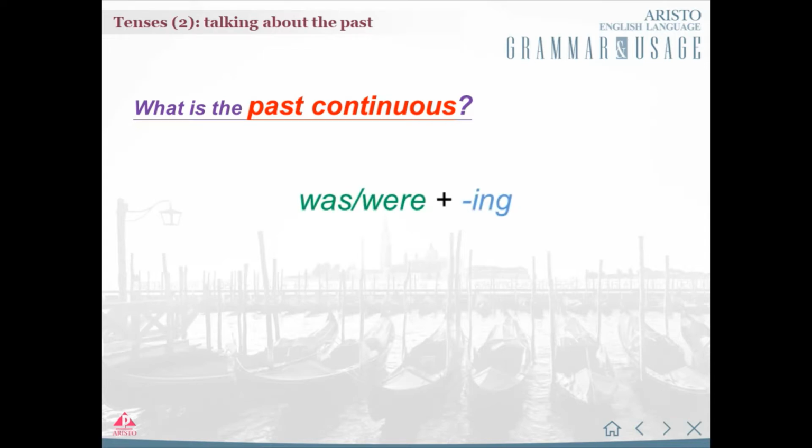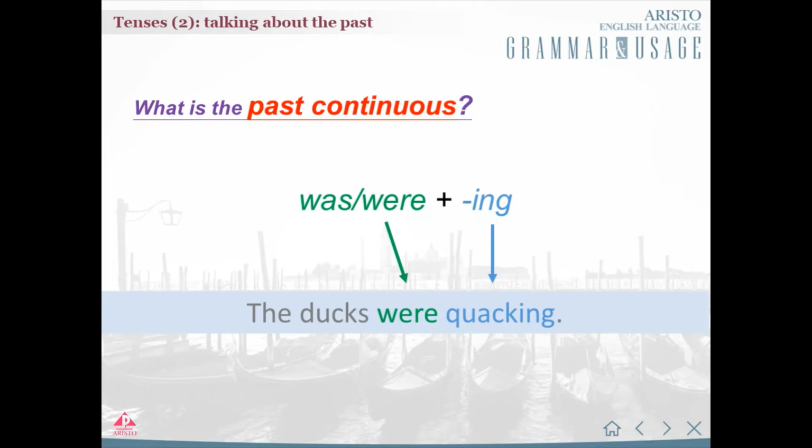Next, let's take a look at the past continuous tense, which is formed by combining the past form of the verb to be with the ing form of a verb. For example, we can say that the ducks were quacking.